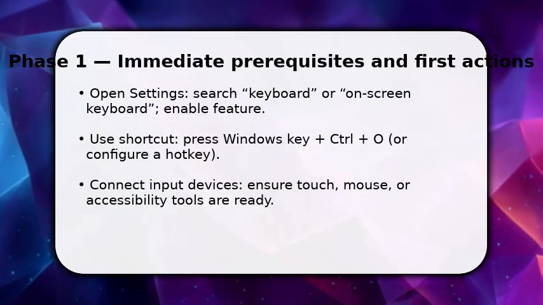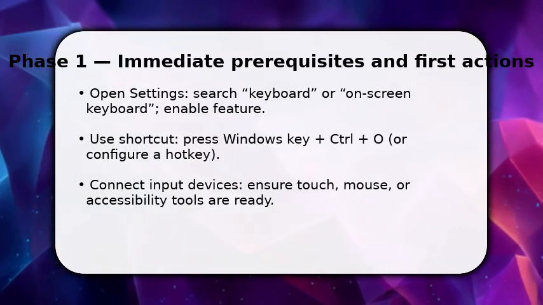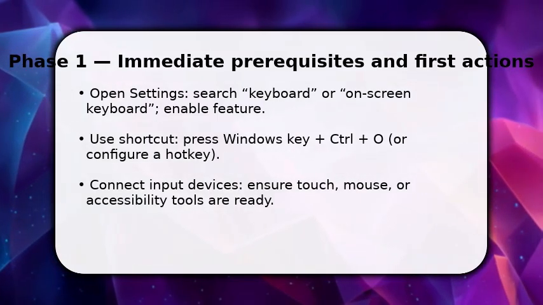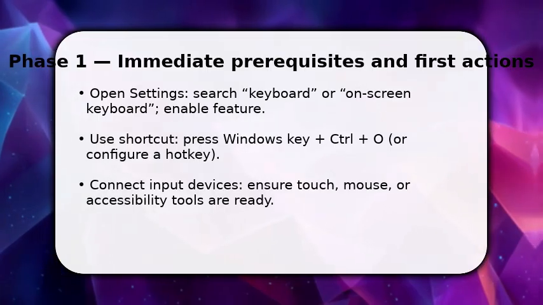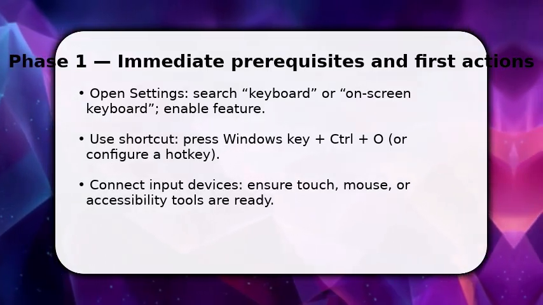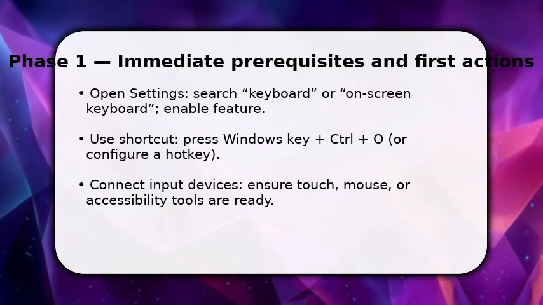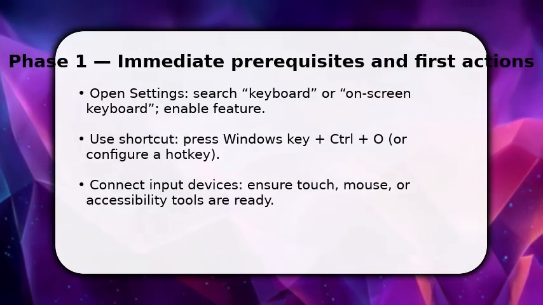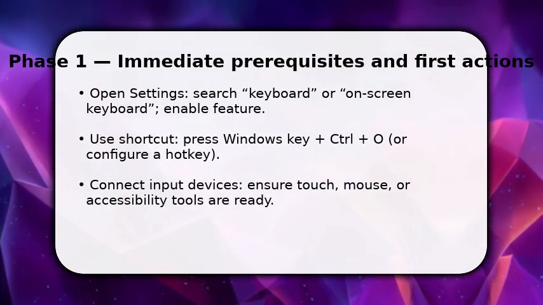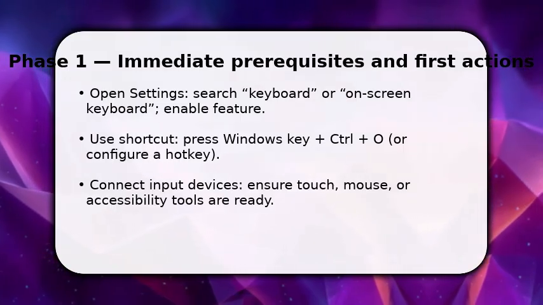Enjoy the video. You begin by enabling the on-screen keyboard so you can type without physical keys. Open Settings and search for Keyboard. Turn on the on-screen option or Accessibility Keyboard. Once enabled, make sure touch or mouse input is active. This matters because the keyboard needs a pointing device to send clicks.